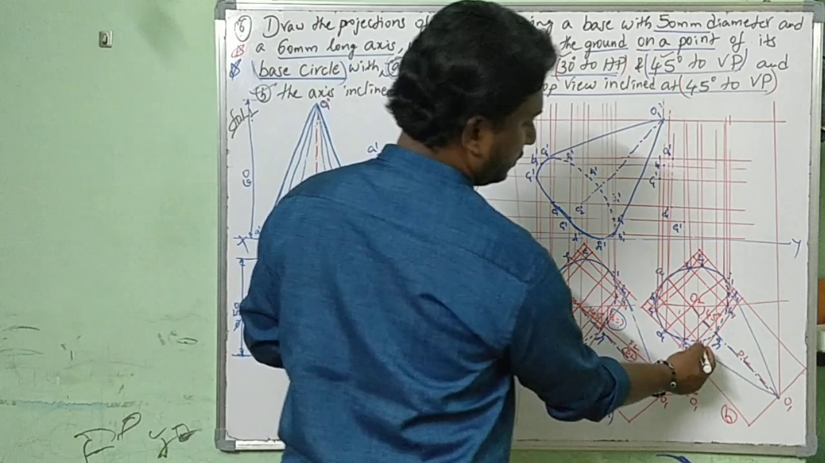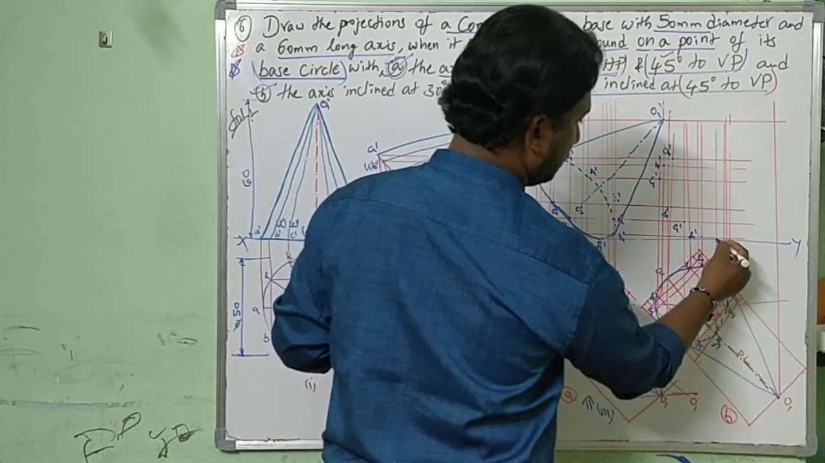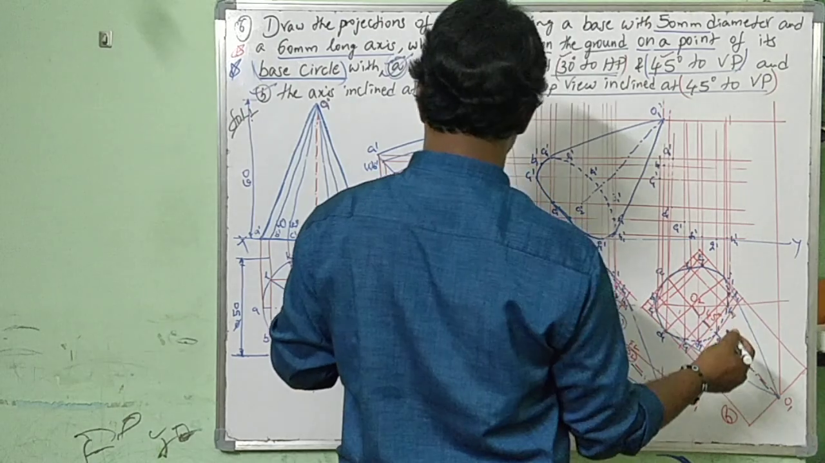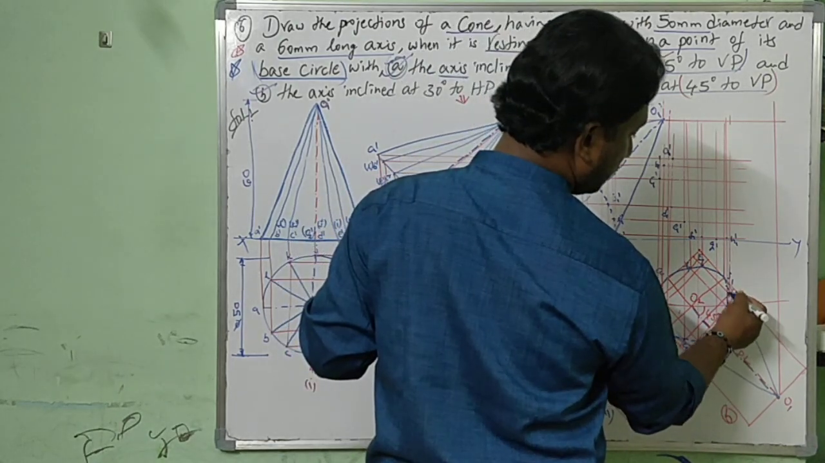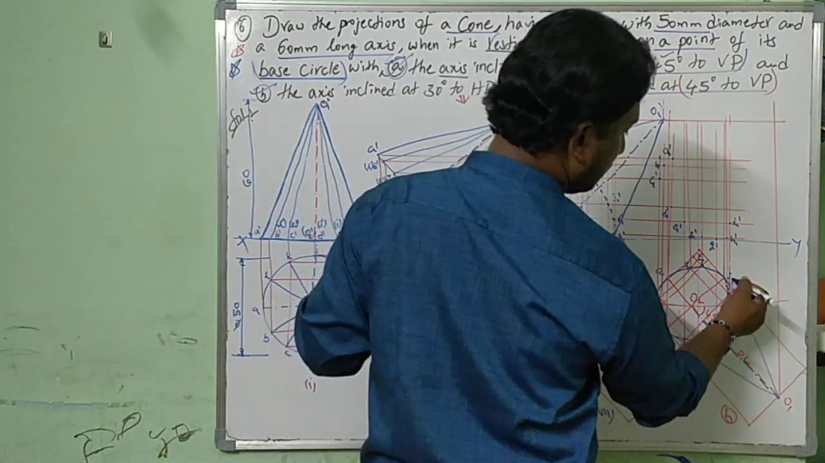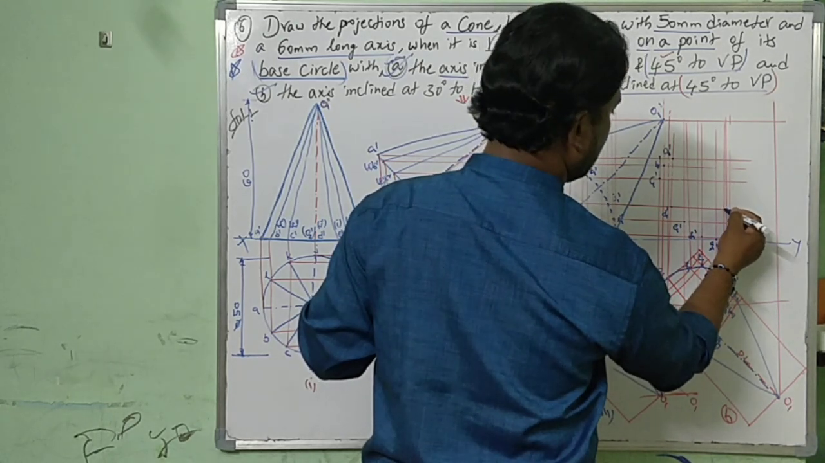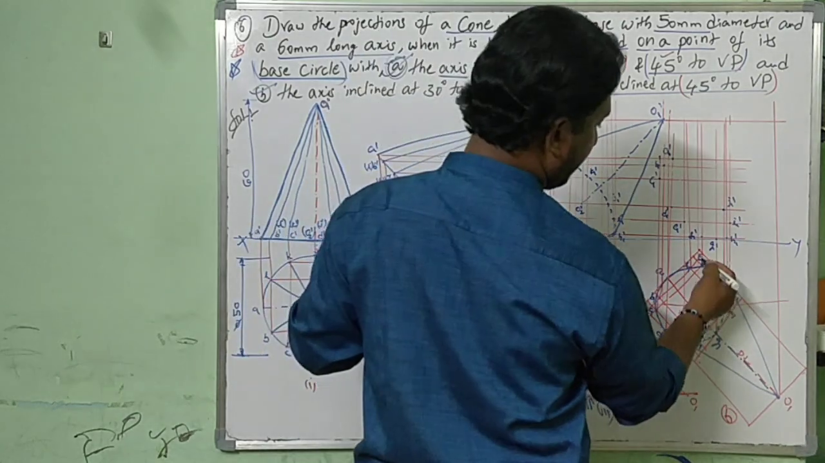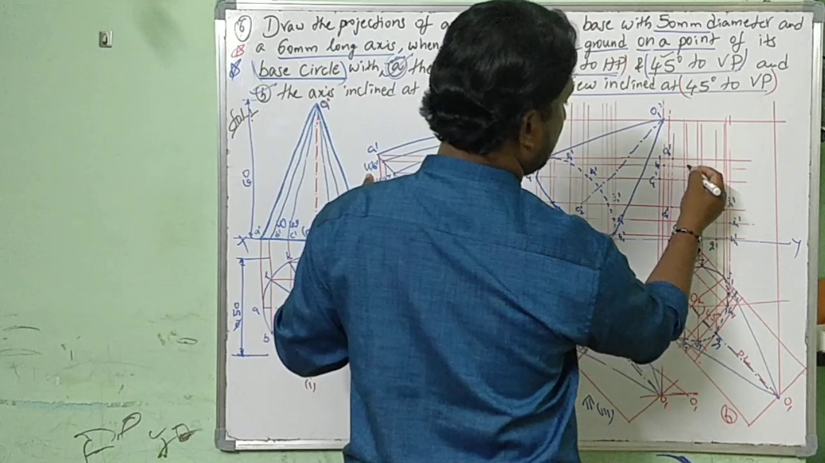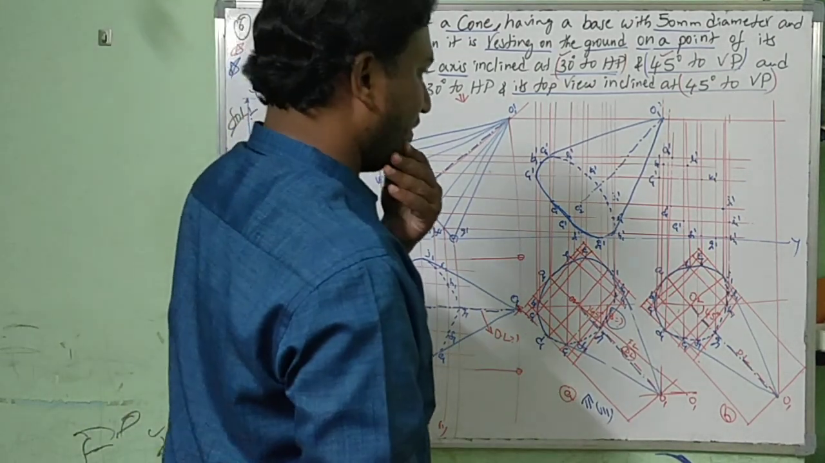E, F. F1 dash, G. Given as H, H1 as I, I1 as J, K, L. Total 12 points. Now which are to be thick and which are to be light, right?